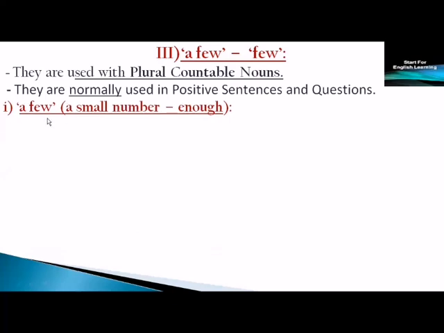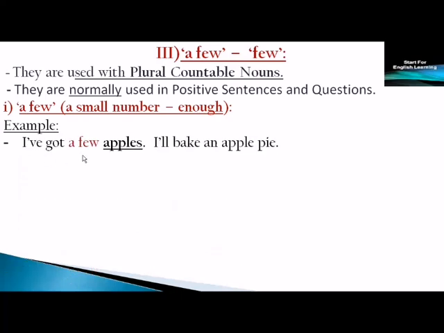Number 1, a few. A few meaning a small number of, but enough. Example: I've got a few apples. I'll bake an apple pie. There are a few apples, but enough for the apple pie. Enough. Enough quantity.